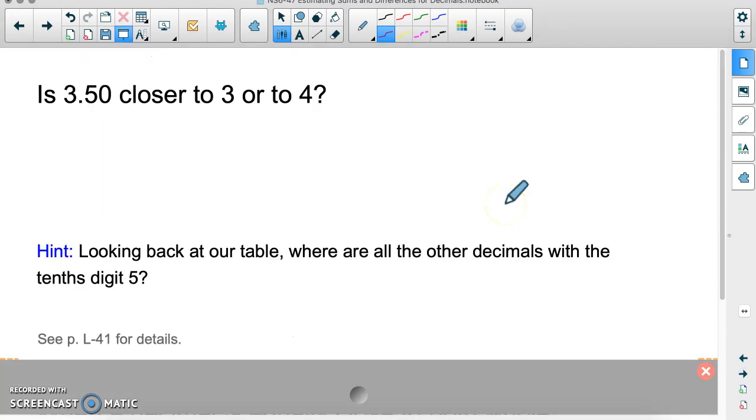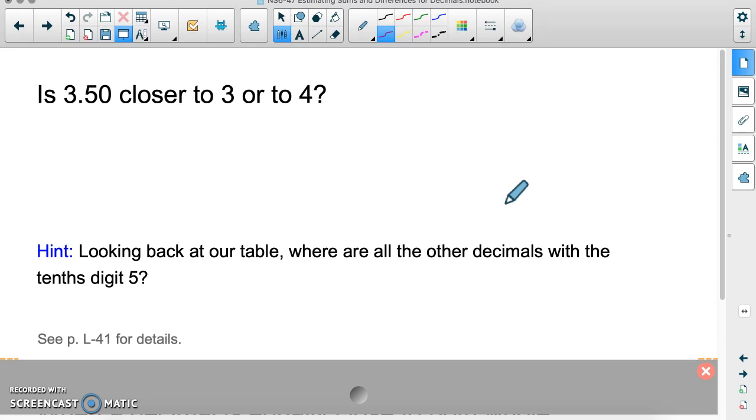So is 3.50 closer to 3 or to 4? Numbers less than 3.5 we know are rounded down to 3, and numbers more than 3.5 are rounded to 4. So 3.5 is actually not closer to 3 or to 4. It's dead smack in the middle.